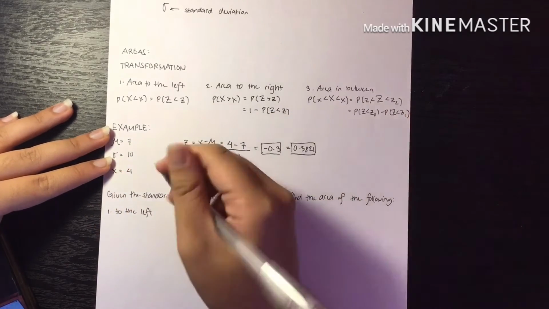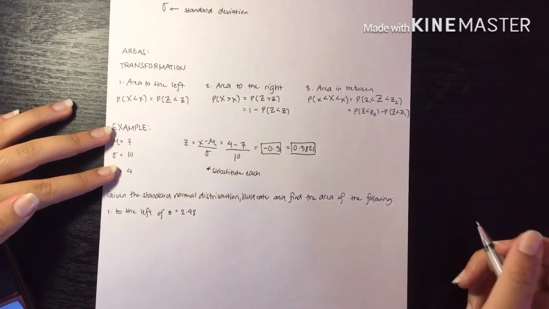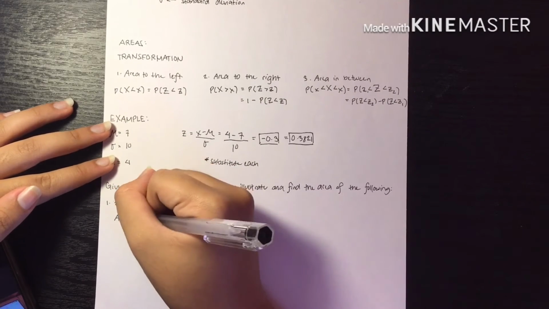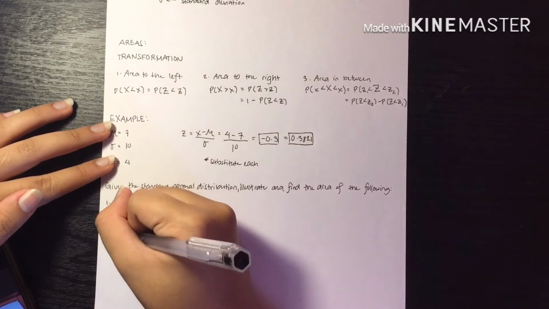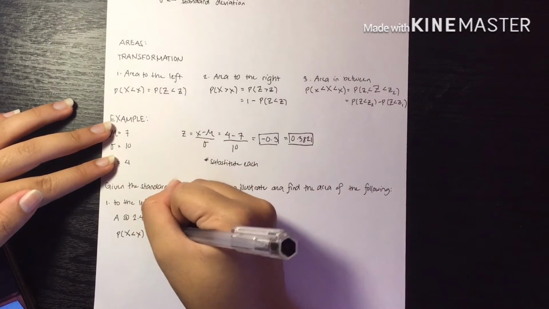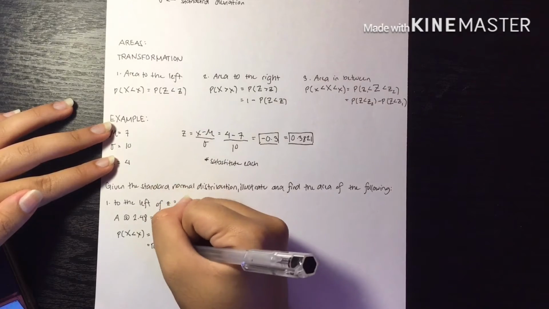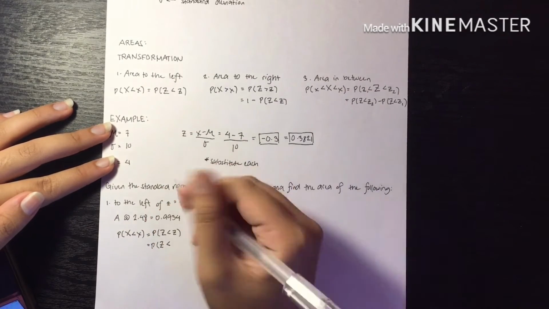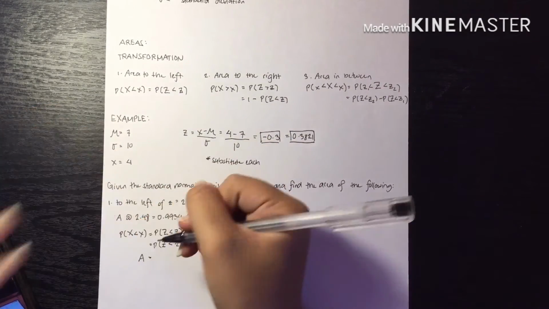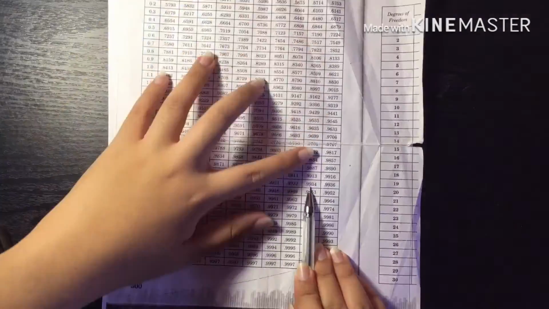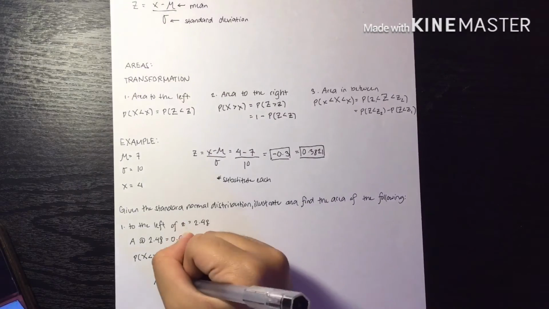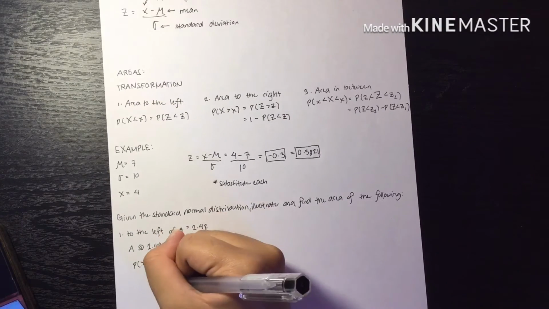Now, let's learn how to use the area transformation formula. Let's start with the area to the left. The given z is equal to 2.48. Simply copy the formula and then, with the given, find the value of the z-score, which is 0.9934. And that's your answer. Really, as simple as that.